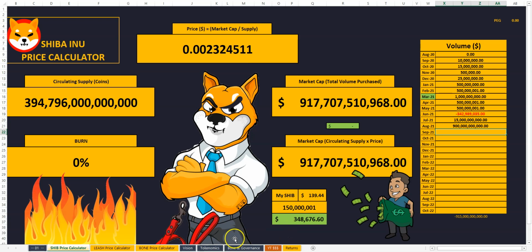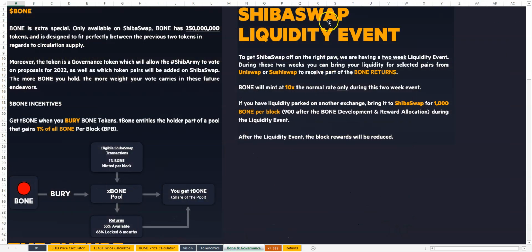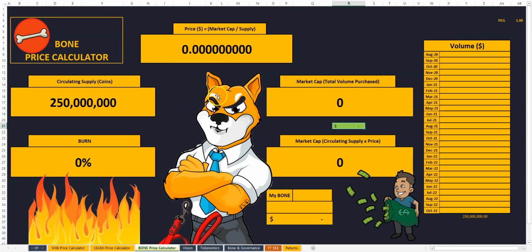Oh yeah, I wanted to mention during that ShibaSwap liquidity event. Okay, I'll read it here. It says, to get ShibaSwap off on the right foot, we're having a 2-week liquidity event, and during this liquidity event, ShibaSwap will mint 1,000 Bone per block. That means during that period of time, that's when this Bone will begin to get minted.